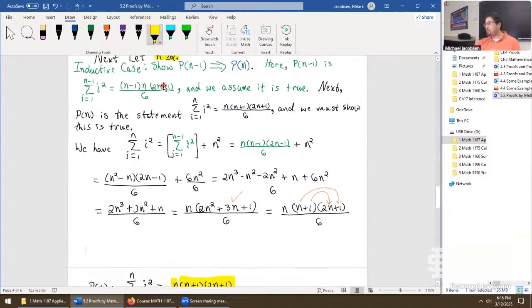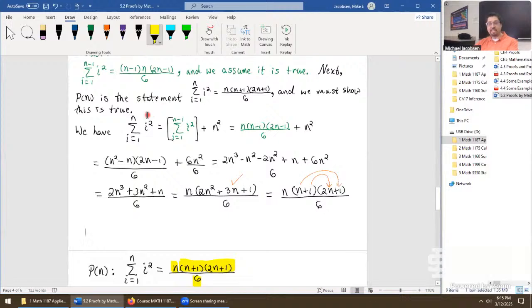The assumption that the prior case, Pn minus 1, giving this formula actually holds, allowed us to take the summation of i squared, use the truth of that prior case actually holding as a formula, and generate the formula as holding true in the case Pn as well. That means we're done. We have proven the following.